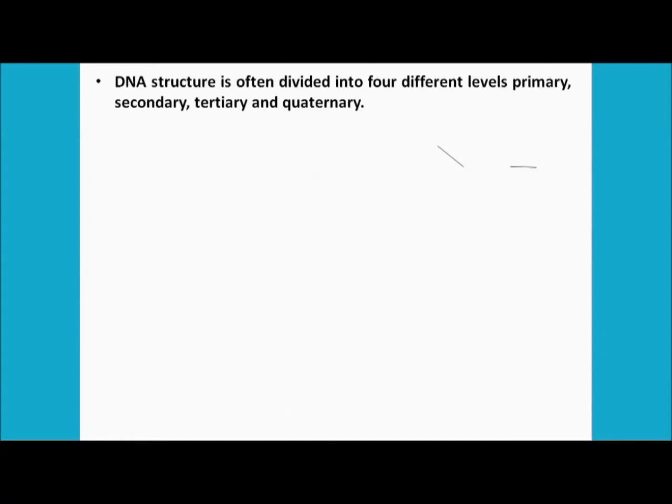Now regarding the structure, the structure of the DNA is basically divided into four types. The first one is the primary structure, next the secondary, then the tertiary, and finally the quaternary, just like the proteins, right? The DNA in its structure has three main components. So what are the main components?